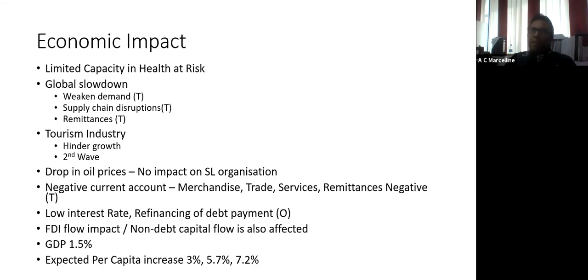They are looking at GDP to be at 1.5%, and the expected per capita increase they're expecting is 3%, 5.7%, 7.2%. These are the predictions to go on. But why did I do this at 3%? I just took the percentage of the increase in the table that has been provided in the case.